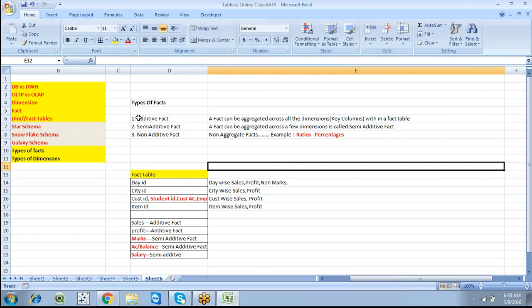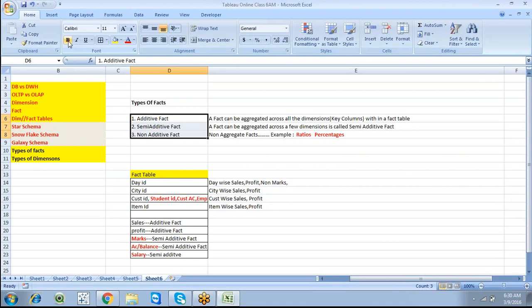This is important: the types of facts. You can easily differentiate the three types of facts: additive fact, semi-additive fact, and non-additive fact. An additive fact is a fact that aggregates across all the dimensions, all the key columns within a fact table. Examples are sales and profit, but we have to check whether we have perfect dimensions or not. This is called an additive fact.